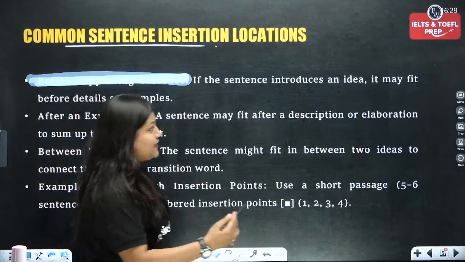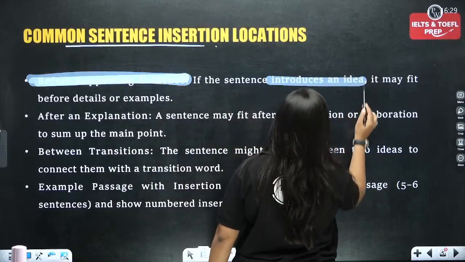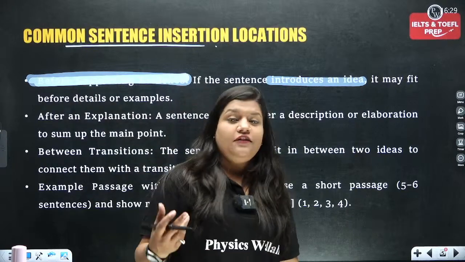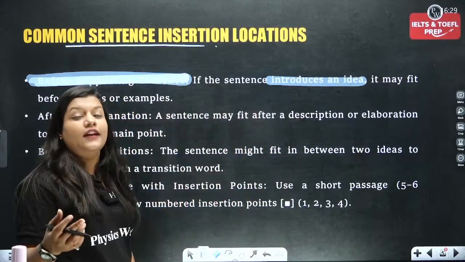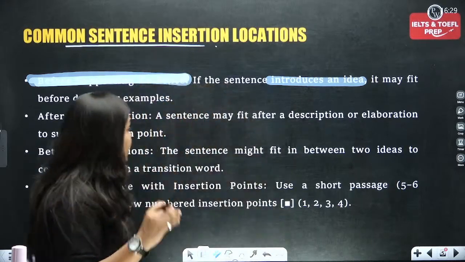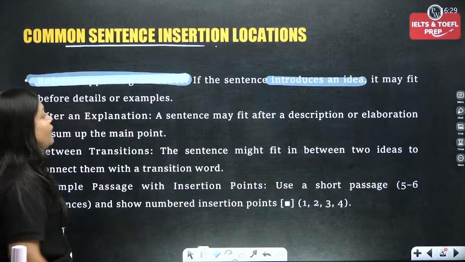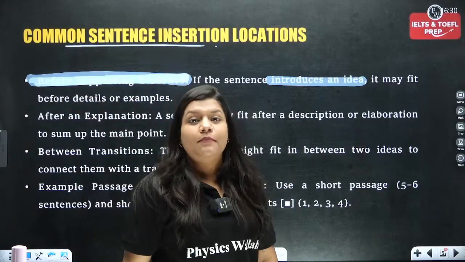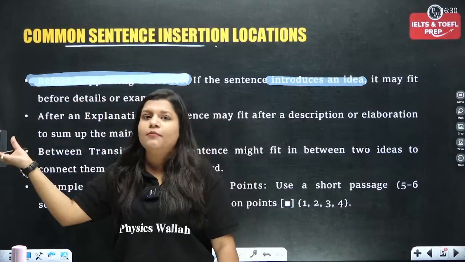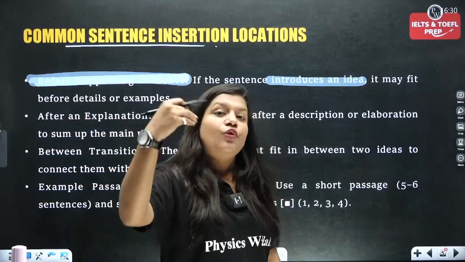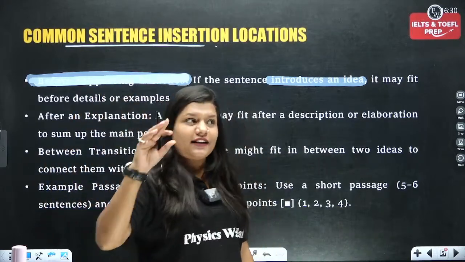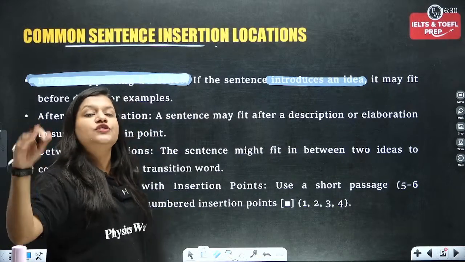If the sentence introduces an idea, it may fit before details or examples. For example, there is a sentence that is working as an introduction to an idea, right? Then it might fit before details or examples. Let's suppose the passage has just started and the sentence you need to fit into the passage is talking about the introduction. So you can fit it in before the detailing or the justification in the passage, and you can also fit it in before the example. That is the exact location for a statement which is showing an introduction.